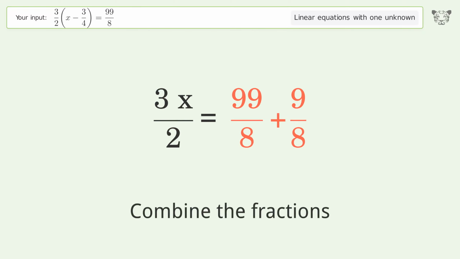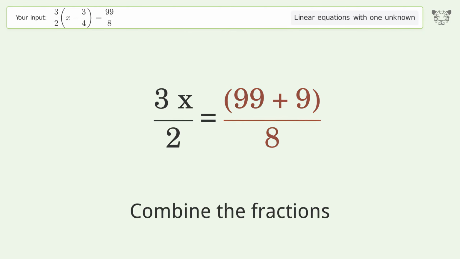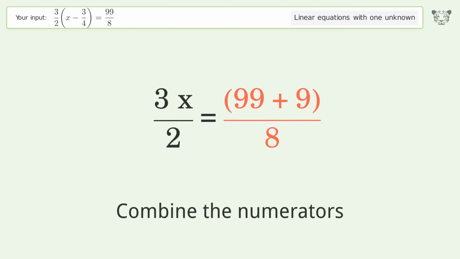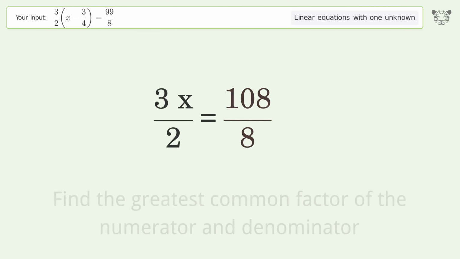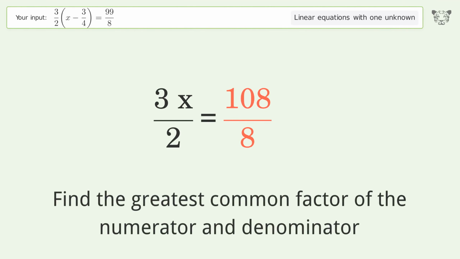Combine the fractions. Combine the numerators. Find the greatest common factor of the numerator and denominator. Factor out and cancel the greatest common factor. Isolate the x. Multiply both sides by inverse fraction 2 over 3.